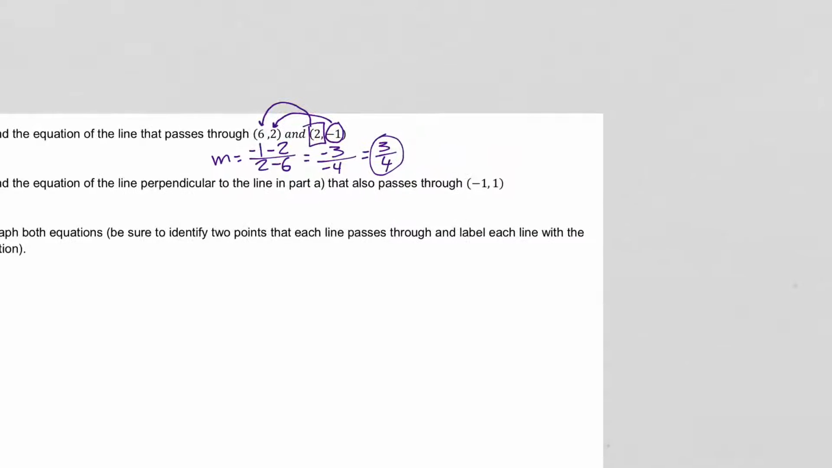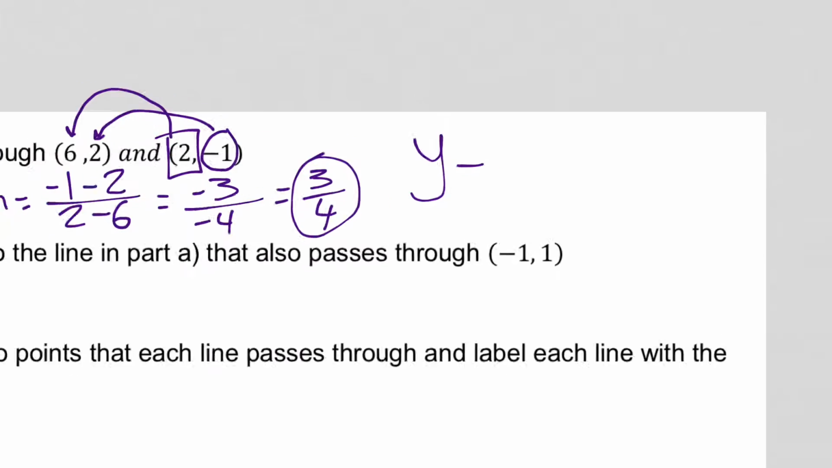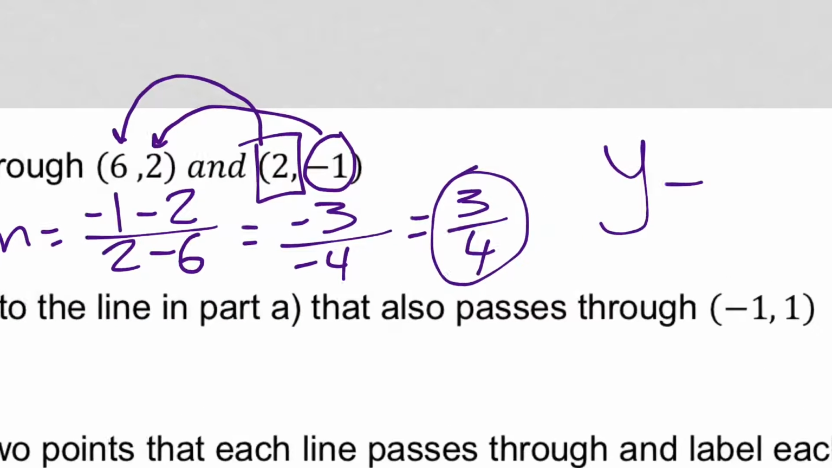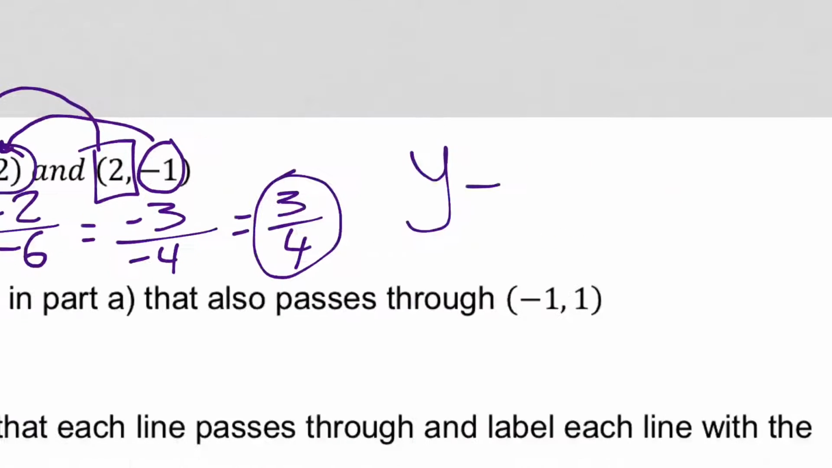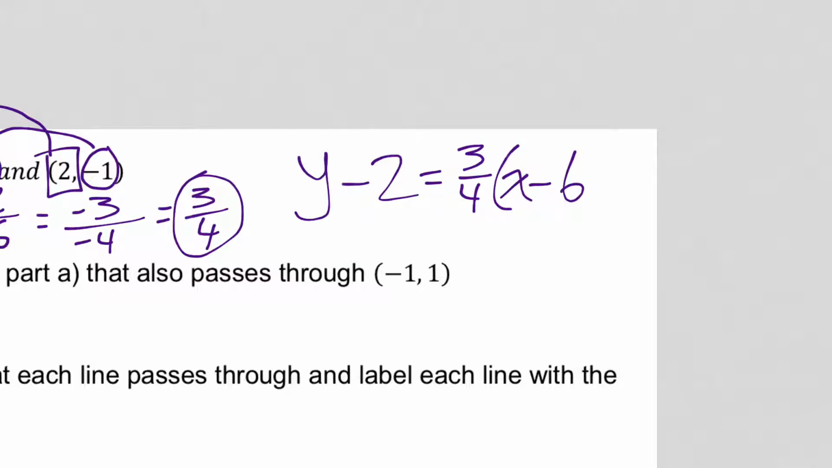And we want to write the equation. And the easiest way to do that is point slope form. So y minus a y value. Let's choose this point, 6, 2. So y minus that y value is y minus 2 equals our slope, which is 3/4 times x minus the x value of that same point is 6. So x minus 6. Finished. That's the equation. You don't have to do anything else with it. You are absolutely finished with the problem.